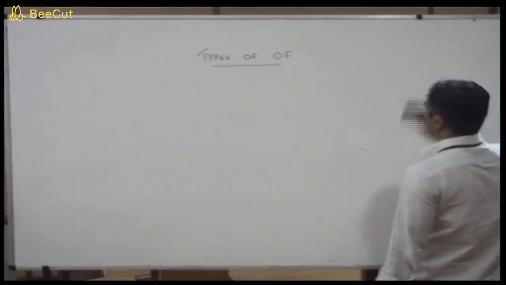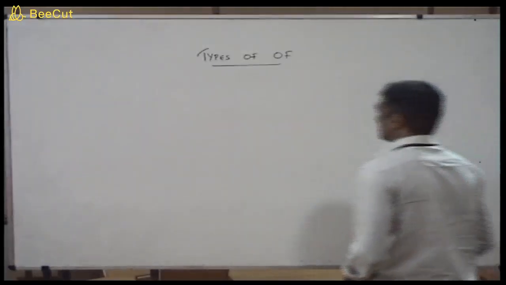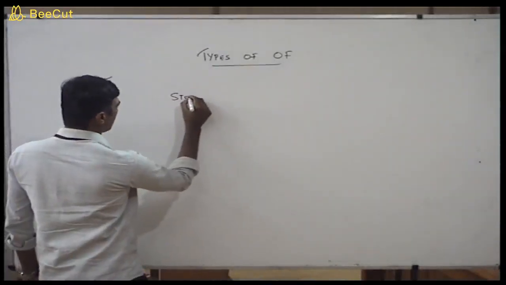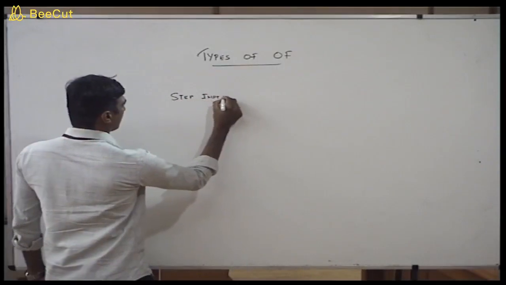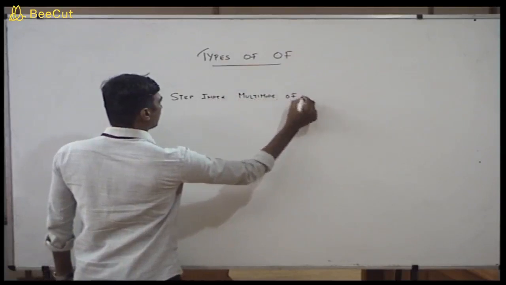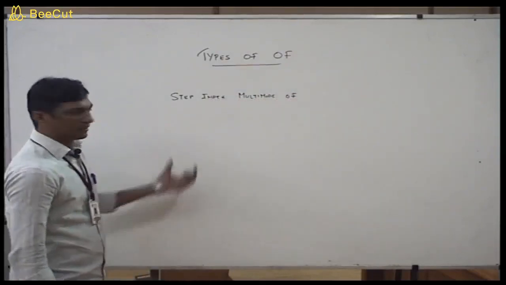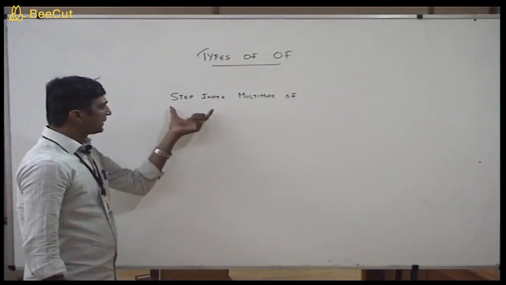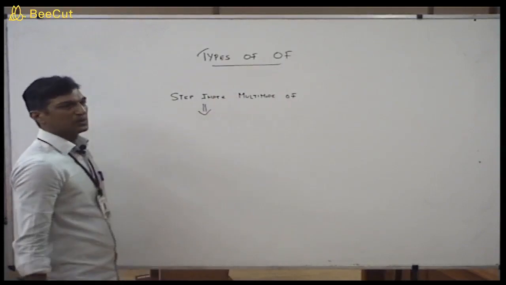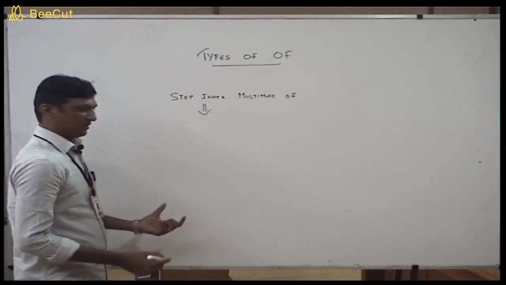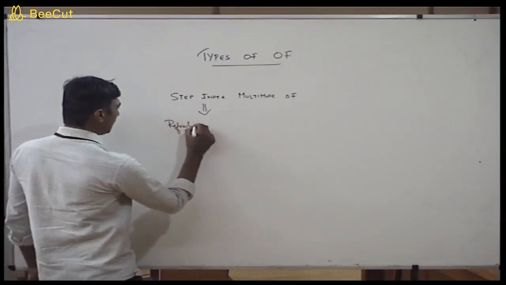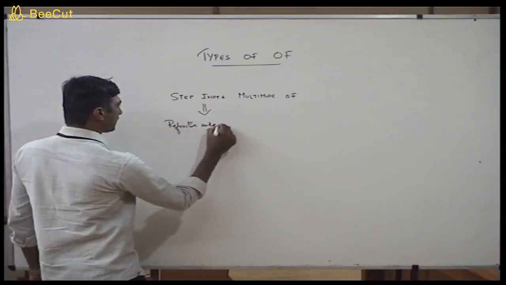I will move on to the next type of optical fiber, that is a step index multimode optical fiber. That is the second type. Again, two words are there, step index and multimode. Step index refers to the refractive index profile. How does the refractive index profile look like?